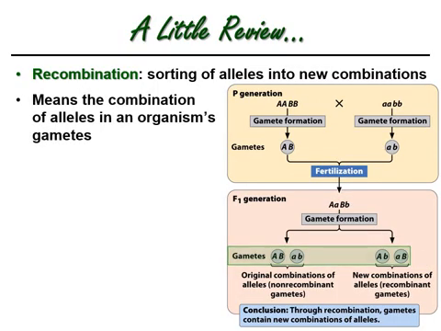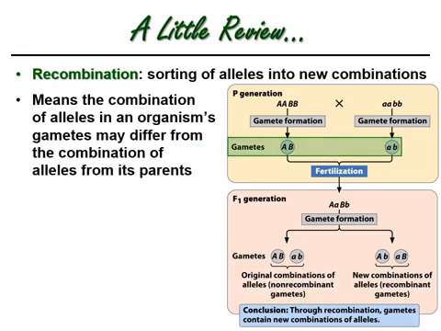And so what that means is that the combinations of alleles in an organism's gametes are going to be, you can see, sometimes parental, sometimes recombinant. And so with independent assortment, they can be recombinant, and that means that they may differ from the combination of alleles from its parents.